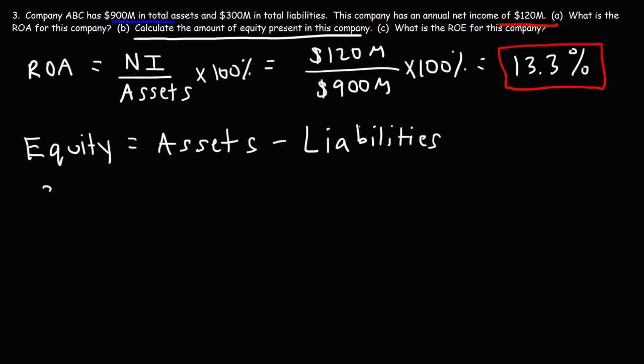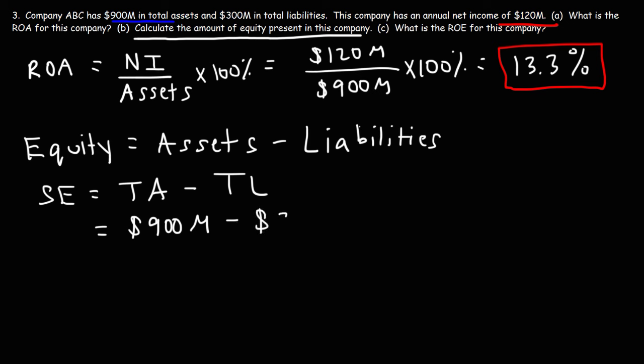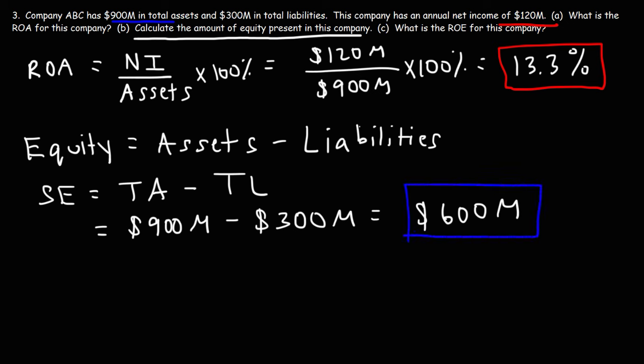So in this case, we could say that the shareholder equity, which I'm going to write SE, is equal to the total assets, TA, minus the total liabilities, TL. So the total assets for this company are 900 million. The total liabilities are 300 million. So the equity, or the shareholder equity, is 600 million for this company. So that is the answer for part B.